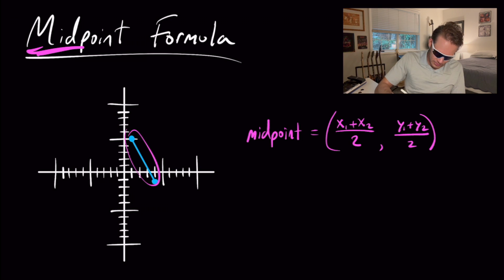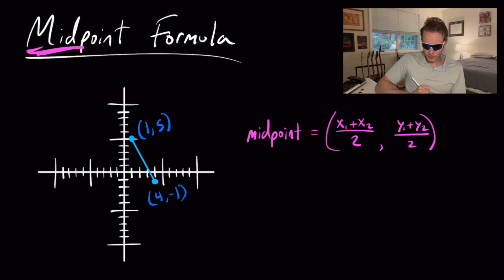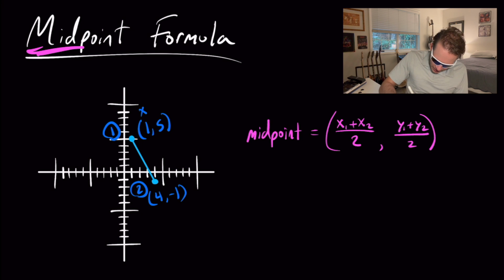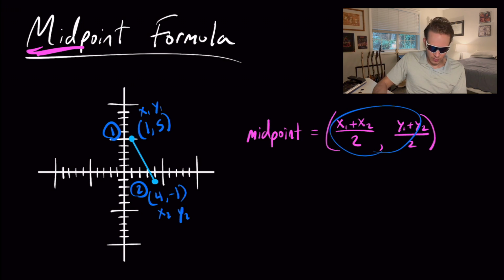So let's look at this example over here. The points on this line segment, this point up here, that's going to be 1, 5, and then down here it's going to be 4, -1. And kind of like with the distance formula problems, if it helps, you could call this point number 1 up here, and then this one point number 2. We could call this x1 and y1, and then down here x2 and y2, if that helps with the terms here and knowing which number to plug in where.